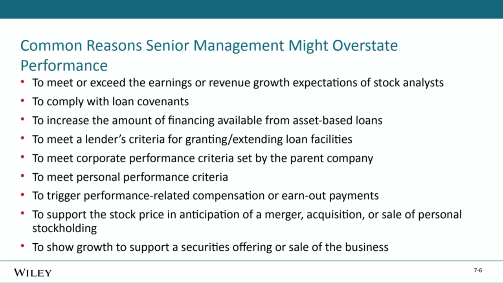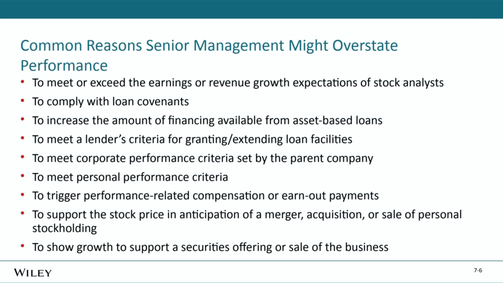Increase the amount of financing available for those asset-based loans. So you overstate the value of assets, so you can use that asset as collateral to get a bigger loan. Meet a lender's criteria for granting or extending loan facilities. Meet corporate performance criteria set by a parent company. Meet your own personal performance criteria to trigger those performance-related compensation or earn out payments.